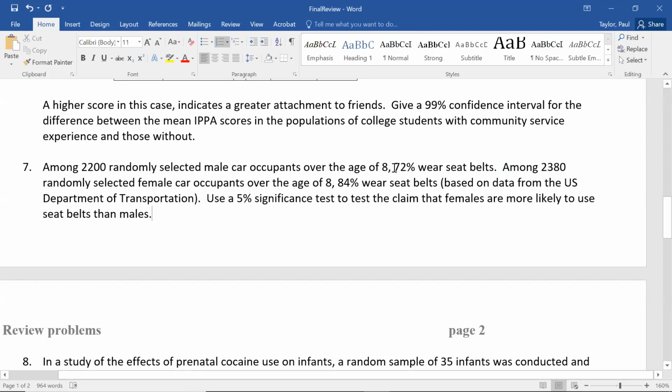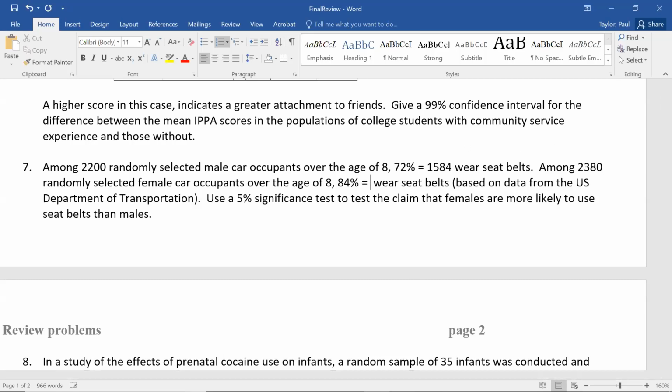And we need to sort out this 72% and this 84% because Minitab wants a number. Like out of 2,200, they want to know the number of boys that wore seatbelts, not the percentage. So what's 72% of 2,200? So 0.72 times 2,200 is equal to 1584.